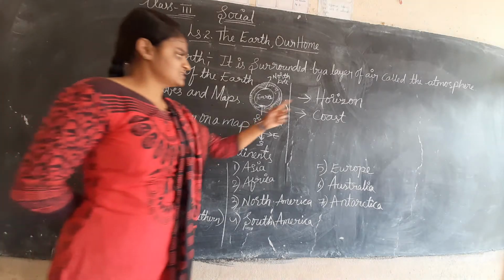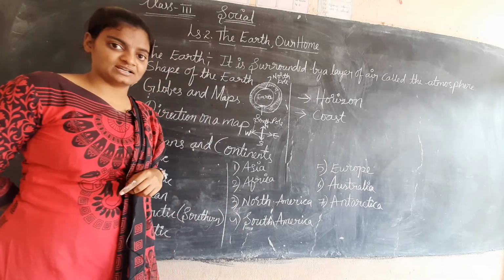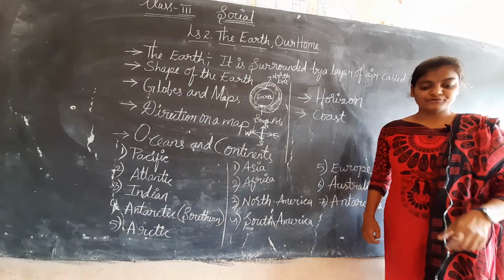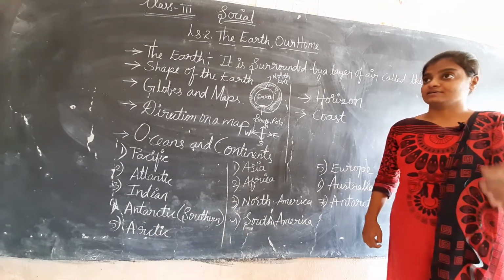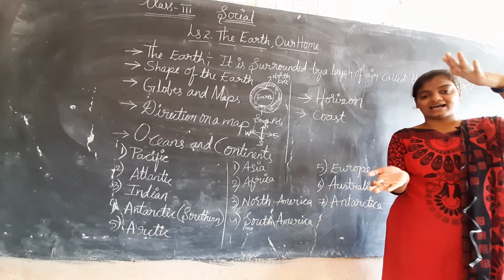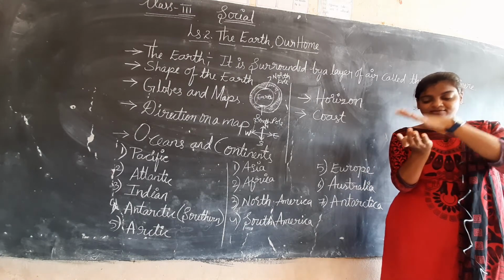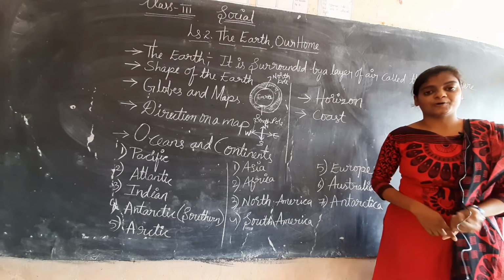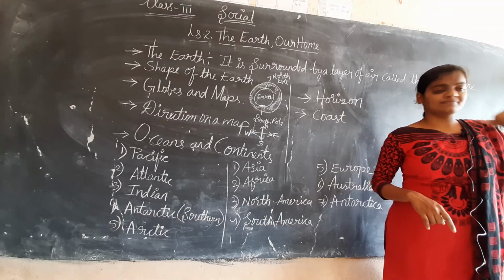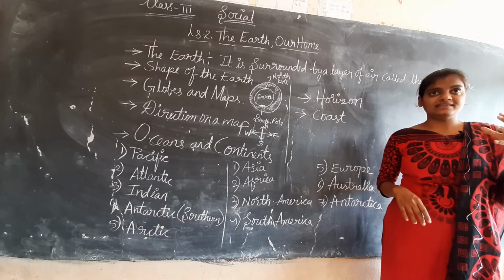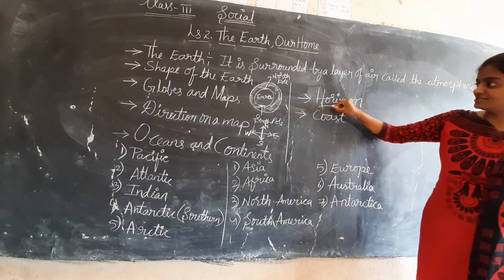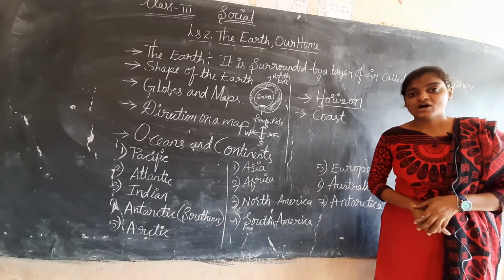Next, horizon. What is horizon, children? If you stand on a hill or a big building and look at far places, you find that the land and the sky seem to meet. That we call the horizon.